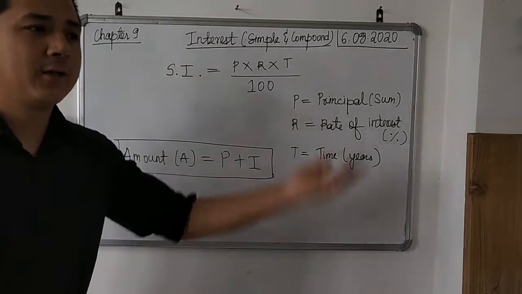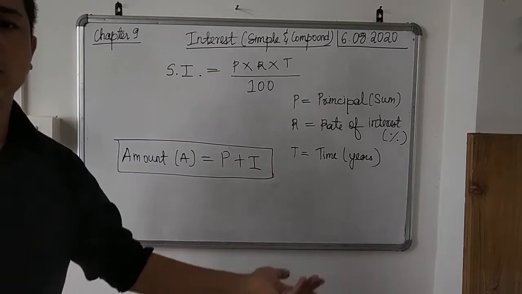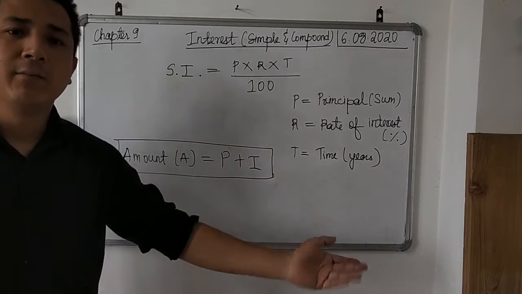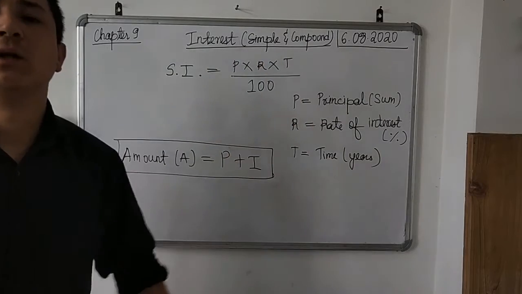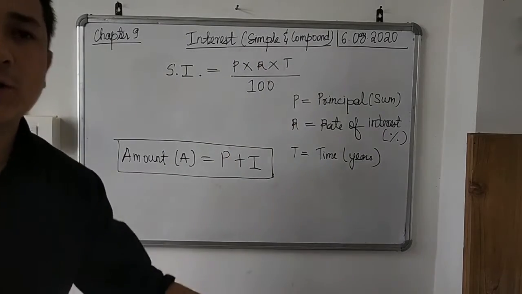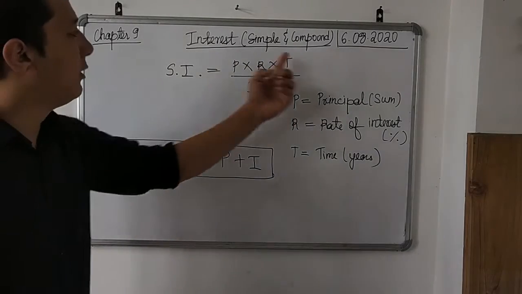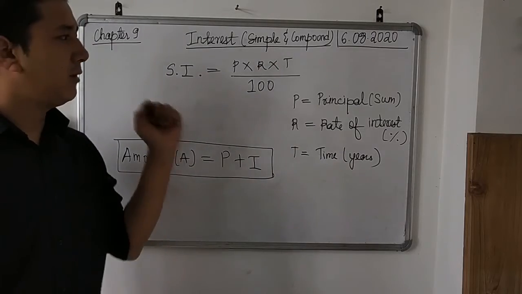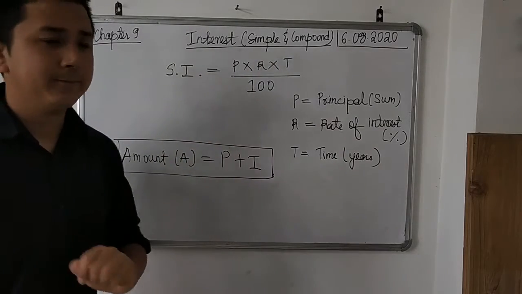Whenever you borrow some money from another person, while you return that money, you have to give it along with the interest. And how much interest do I have to give? I have to calculate it using this formula, the simple formula PRT by 100.